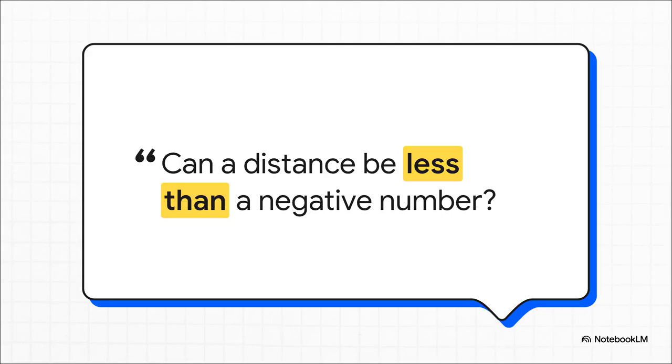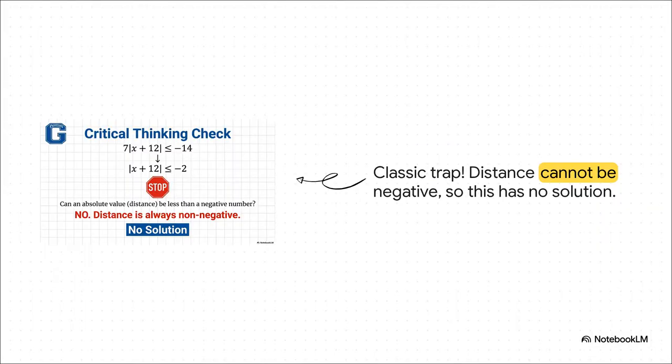Okay, now hold on a second. Before we get too robotic just following these rules, I want you to pause and just use your brain for a minute. Think about what we said at the very beginning. Can a distance ever be less than a negative number? And the answer, of course, is no way.